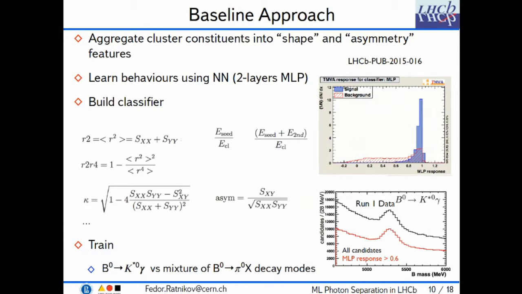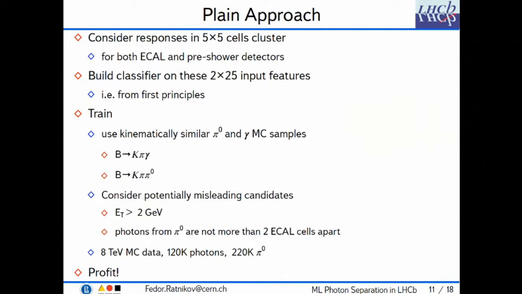So as a result, we have a classifier which does a pretty good job. However, there is an overlap region. It suppressed well about half of the background. Well, so this is the baseline.